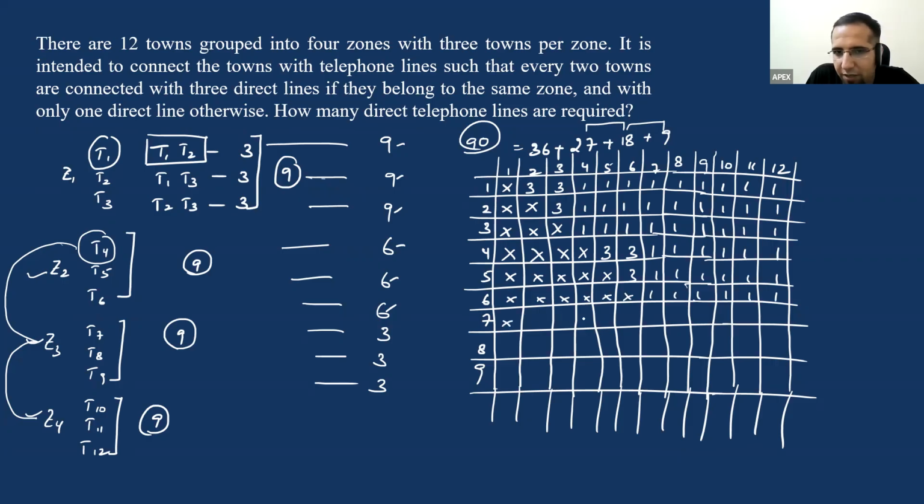Now 7, I'll continue cancelling till 7. 7, 8 will be 3, 7, 9 will be 3, then 7 will have 1, 1, 1. 8 will continue cancelling till 8. 8, 9 will have 3 and then 1, 1, 1. 9 will continue cancelling till 9. Clear? And then 9 will have 1, 1, 1. Now only 10, 11, and 12 will have among themselves only. That should be your logic.